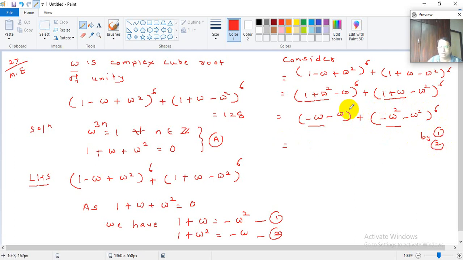Now this is what? This is bracket raised to 6. So this is (minus 2 omega) bracket raised to 6 and plus here also (minus 2 omega squared). I will erase this, right? It is minus 2.